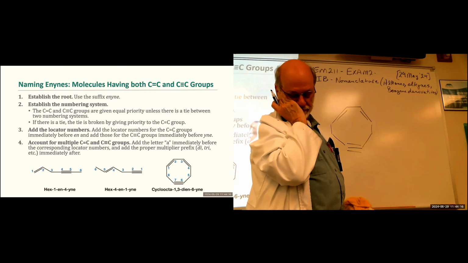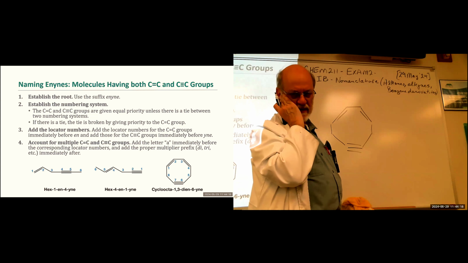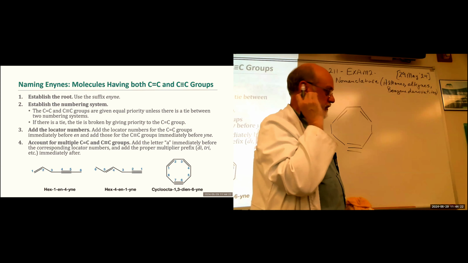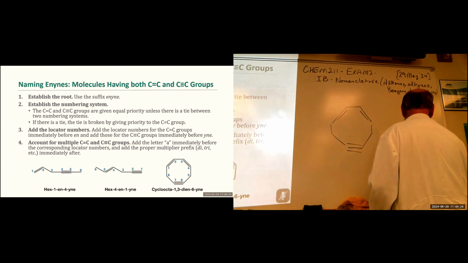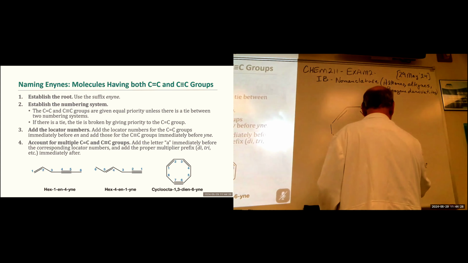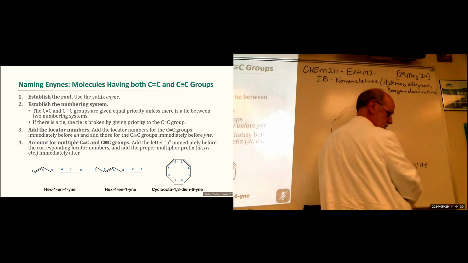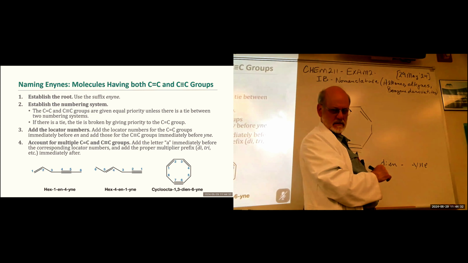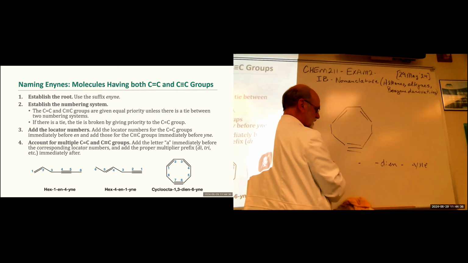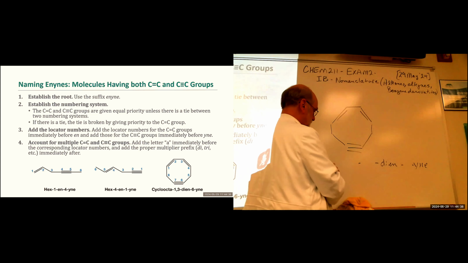Okay. So what would give us the lowest numbering system? We do have a single yne, right? And a diene. Yeah. And then it's cyclooctane.